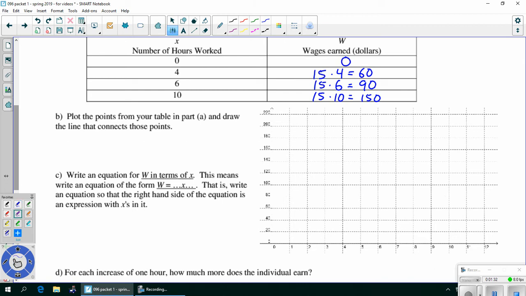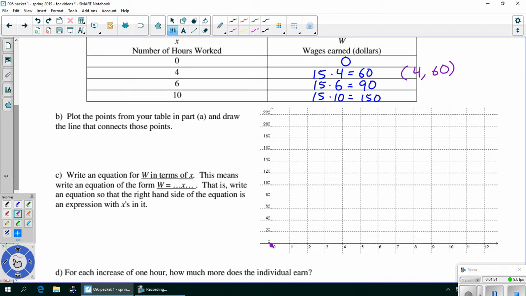So (0, 0) is the first point. But I'll just show you real quick here. You can think of these guys all as being standard looking ordered pairs where X is the input and W is the output. (0, 0) is the origin. I think that's here. It's hard to see on my graph paper. Hopefully it's clearer on yours.